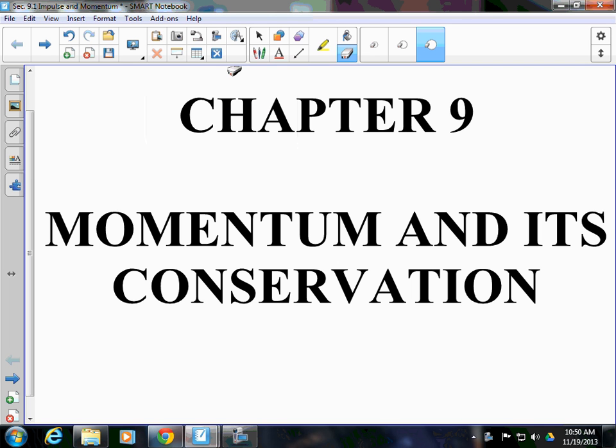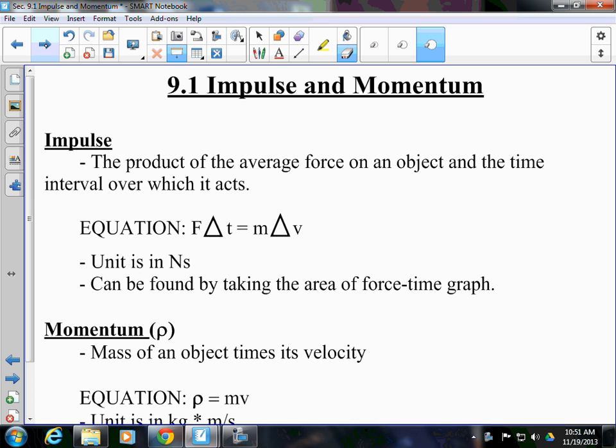Welcome to Chapter 9. Chapter 9 is a continuation of Chapter 8. We are going to talk about momentum and how momentum is conserved. So momentum is kind of talking about everything that we've talked about now. We're going to take mass, velocity, acceleration, force, combine them all together, and that is momentum. So when we talk about section 9.1, we have to talk about impulse and momentum.